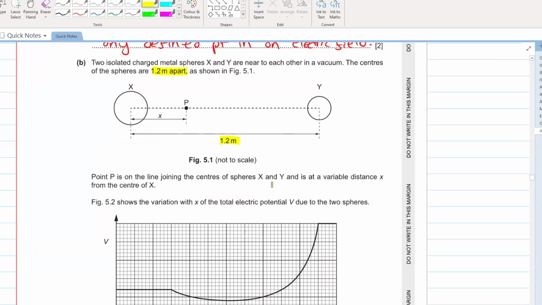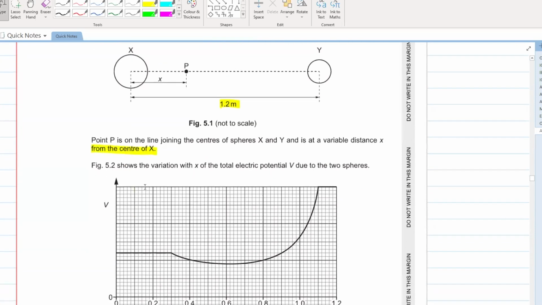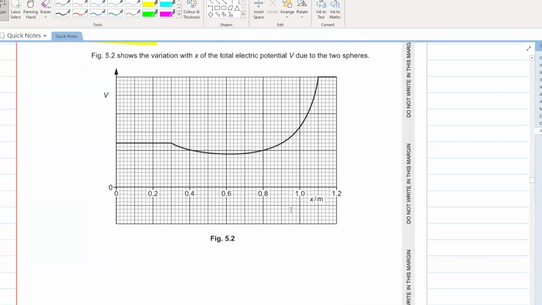Point P is on the line joining the spheres X and Y. This is point P, and it is at a variable distance x from the center of X. Figure 5.2 shows the variation with x of the total electric potential due to the two spheres. So this is the variation of electric potential with x.